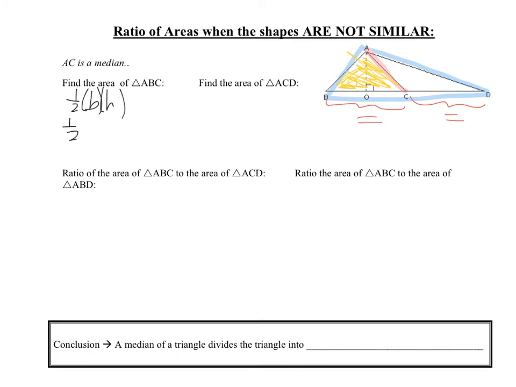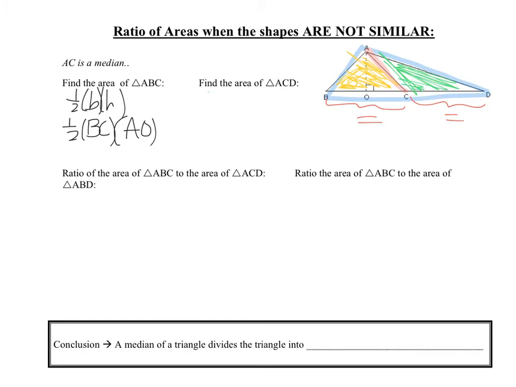And the base, I'm just going to fill in here BC, that length of the base. And then the height of that triangle is AO. Okay, now the triangle ACD, that's the one on the right. So we're going to do this one next.